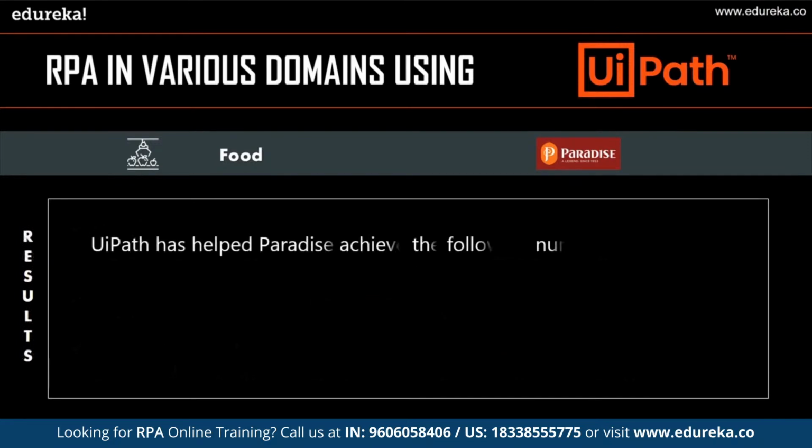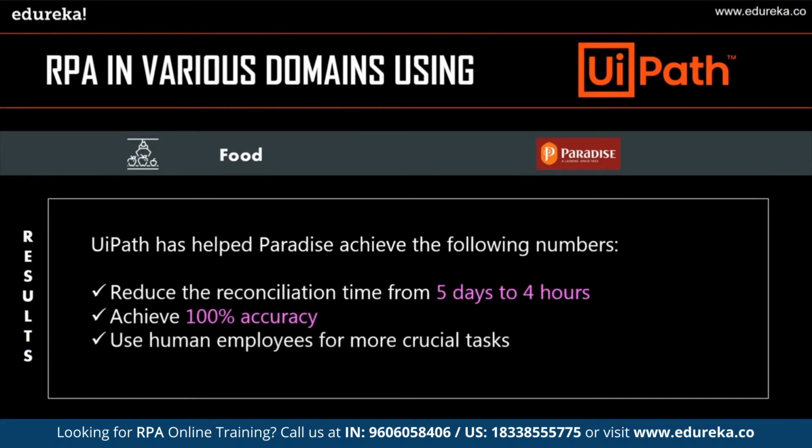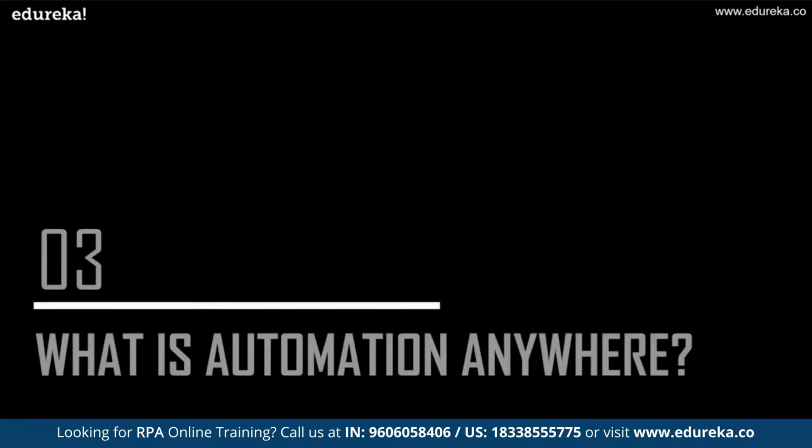So the results observed were, as you can see on my screen, the reconciliation time was reduced from 5 days to 4 hours and 100% accuracy was achieved. Also, the human employees were now used for more crucial tasks. So that's how, guys, RPA was used by Paradise to generate high profits. So with that, we come to an end to this particular section of this session.